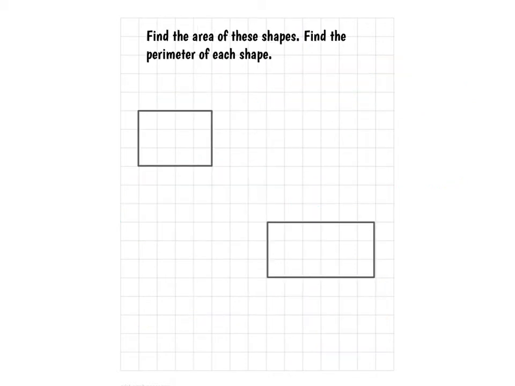Alright, boys and girls, so now that we have reviewed area, we're going to find the area of these shapes, and then we're going to find the perimeter of each shape. So we'll call this one shape A, and we'll call this one shape B. So I need to find the area of the shape, and I need to find the perimeter. So remember, my area is going to be the amount of squares that I have inside the shape. The area is the inside. We multiply.